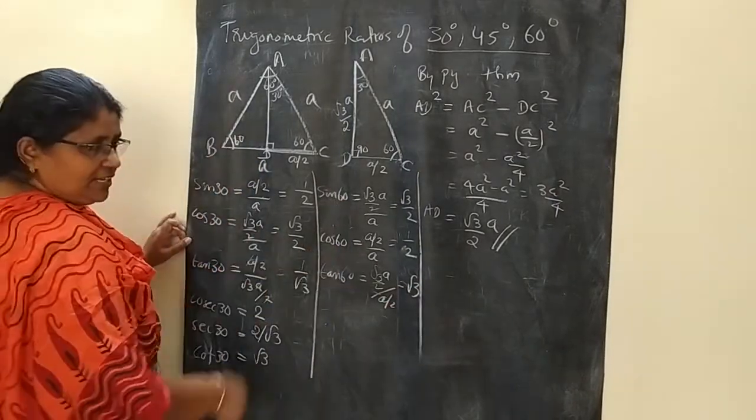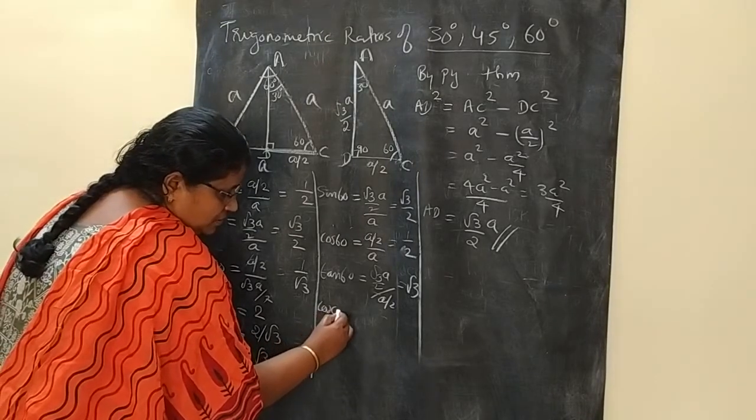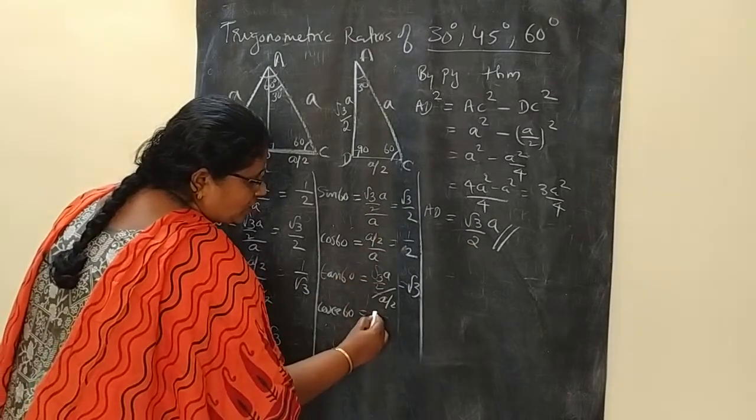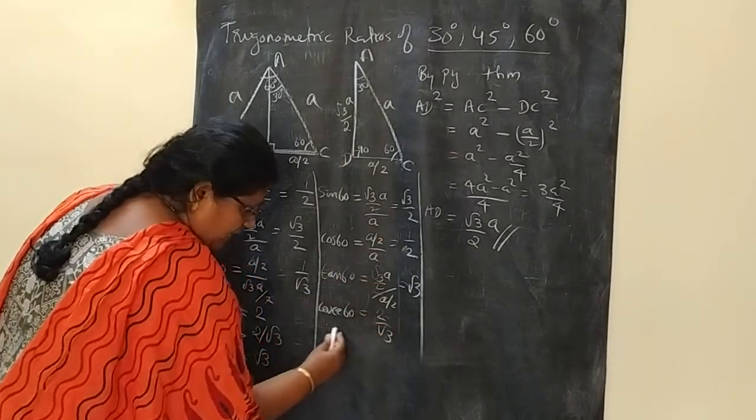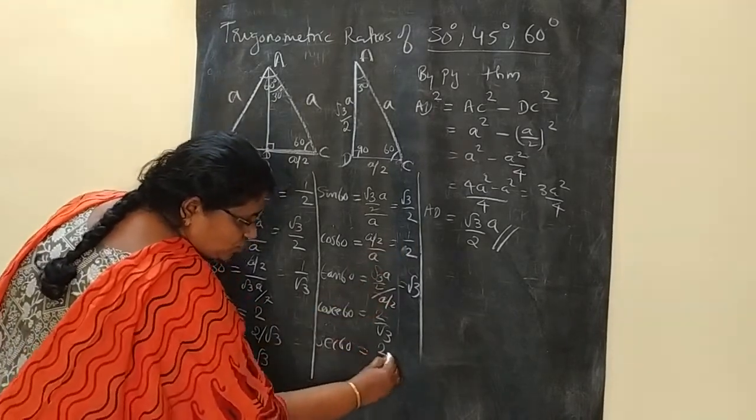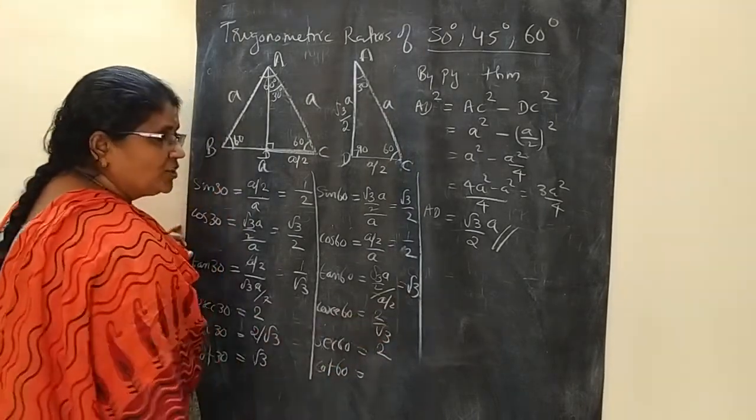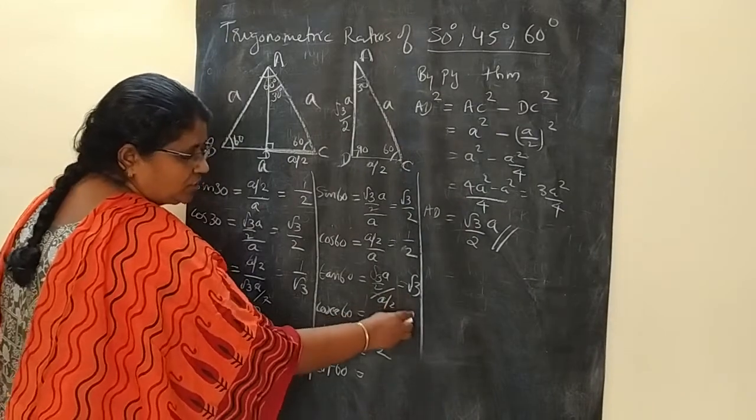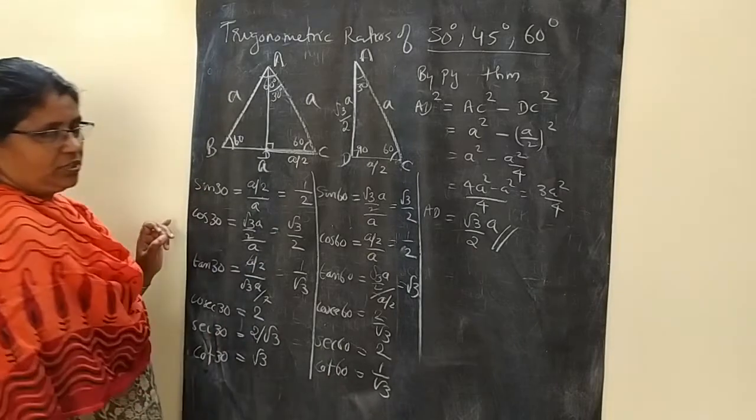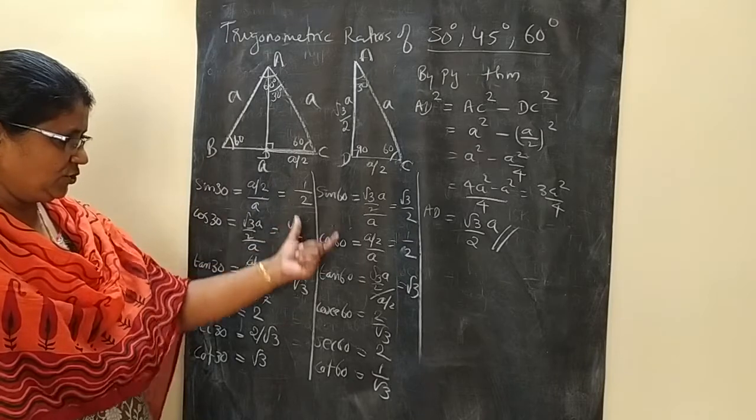Then when we get these 3, the remaining are reciprocals. So cosec 60 is the reciprocal of root 3 by 2, which is 2 by root 3. Sec 60 is the reciprocal of 1 by 2, which is 2. And cot 60 is the reciprocal of root 3. Simply, root 3 means root 3 by 1, so its reciprocal is 1 by root 3. Okay, so we got all the ratios like this.